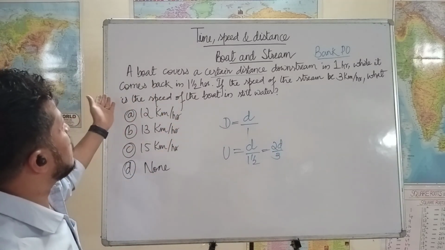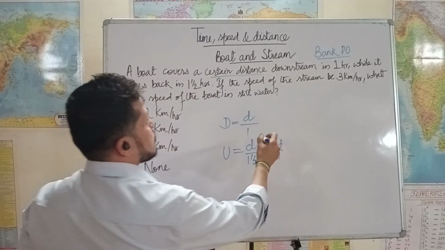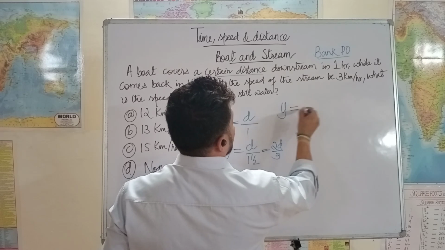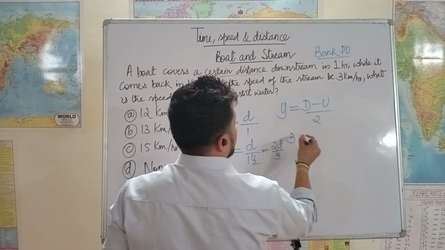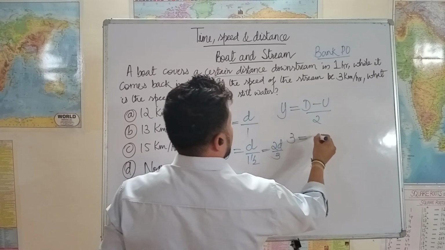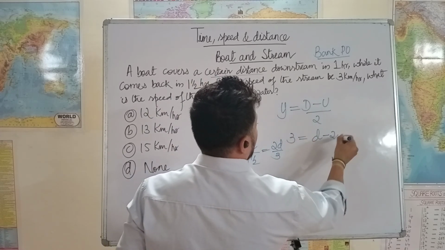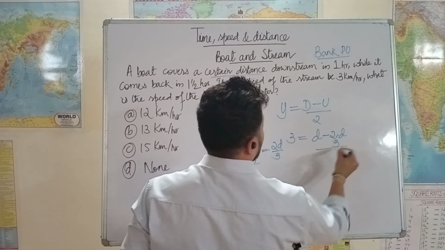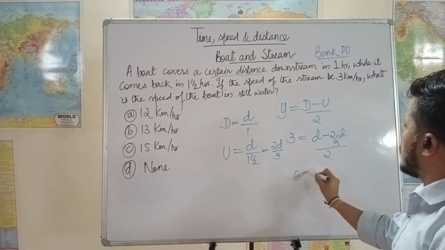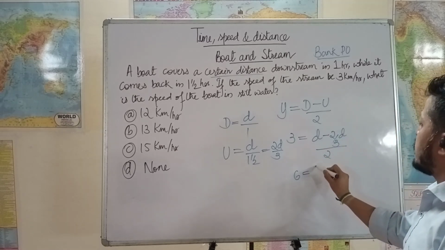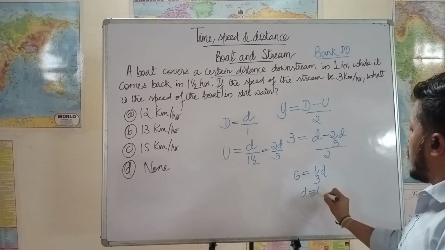Now what is given? The speed of the stream is 3 kilometers per hour. Speed of the stream is equal to y, which is equal to (D minus U) by 2. If this is 3, what is D? D minus U is D minus 2 by 3 D, divided by 2. That means I take this 2 here, so 6 is equal to D minus 2 by 3 D, which is 1 by 3 D. That means D is equal to 18.